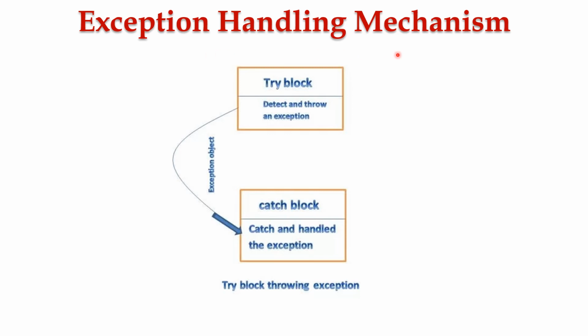There are three main keywords, namely try, throw, and catch. In the try block, it detects the exception with the help of the throw statement and it throws the exception object to the catch block. So we can see here the exception object is thrown to the catch block. In the catch block, it catches the exception and handles it to avoid abnormal termination of the program. The point at which the throw is executed is called the throw point.